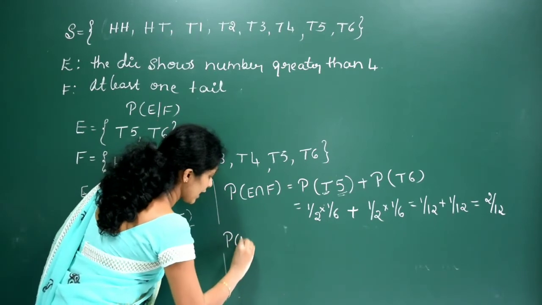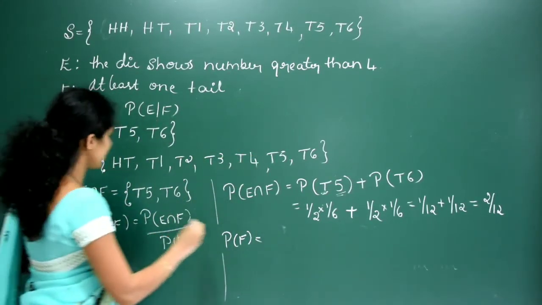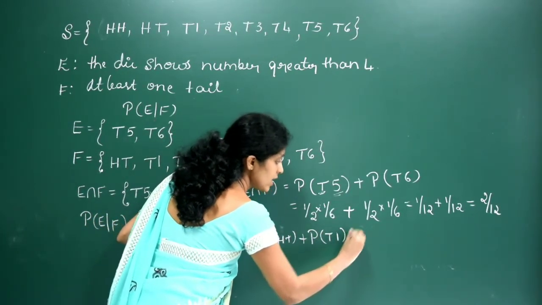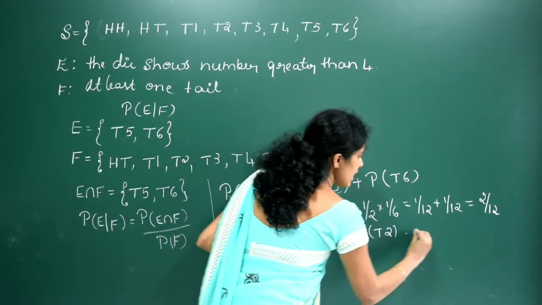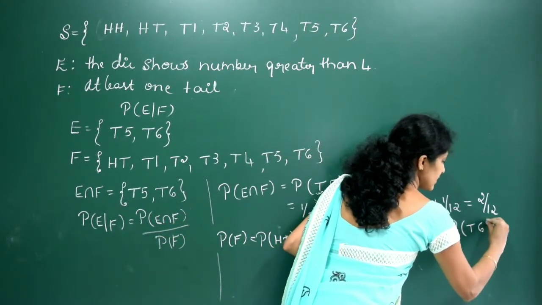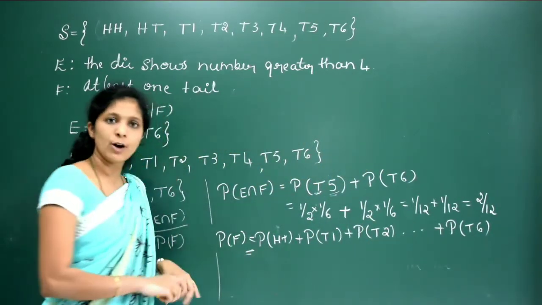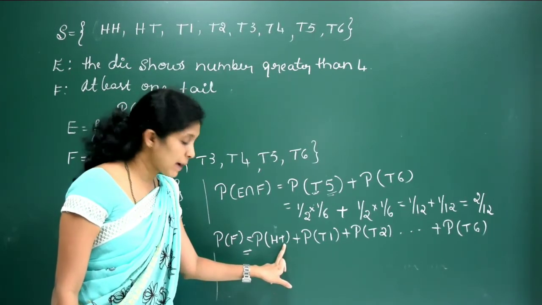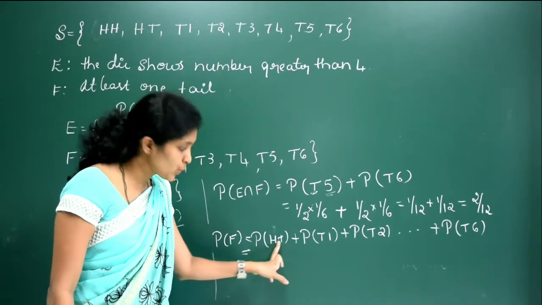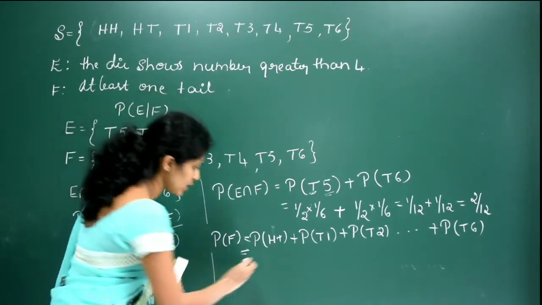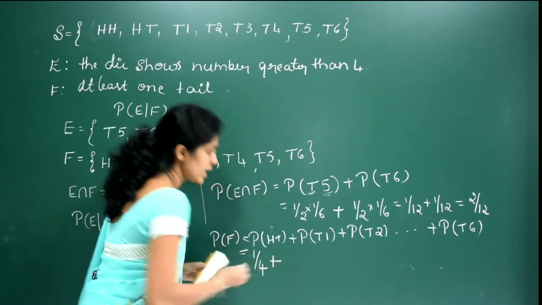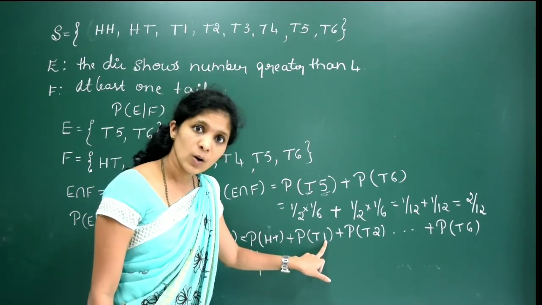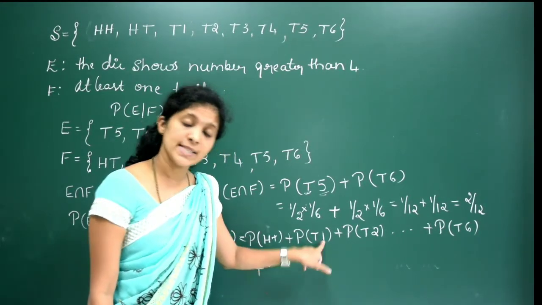So probability of F is equal to, everything you have to write, it will be probability of H and T plus probability of T and 1 plus probability of T and 2 till probability of T and 6. So clear? Listen carefully. Here what is the probability of H and T? What is the probability of H? H will be head, it is 1 by 2. Probability of T is also 1 by 2. So 1 by 2 into 1 by 2 will be 1 by 4. So this is equal to 1 by 4 plus. Now probability of T and 1. Probability of tail will be 1 by 2. 1 is 1 by 6. So 1 by 2 into 1 by 6 will be 1 by 12.